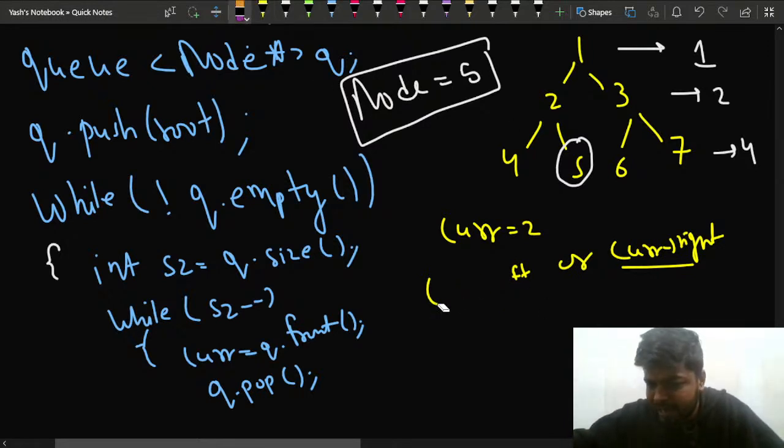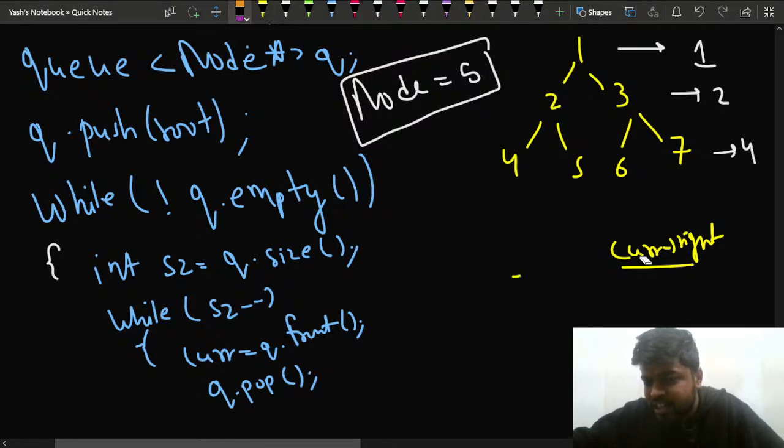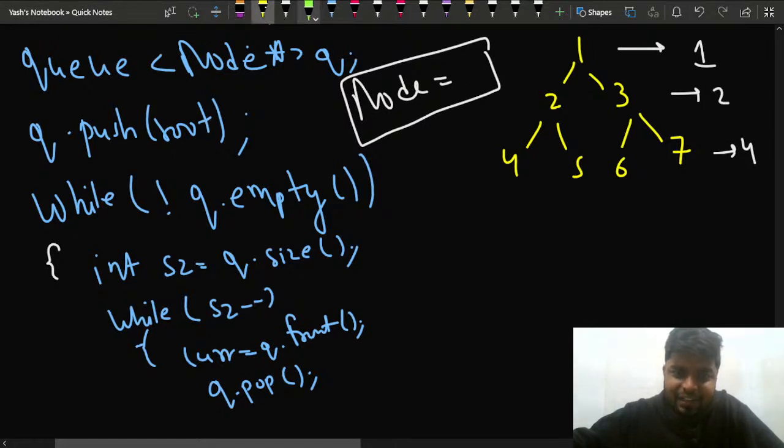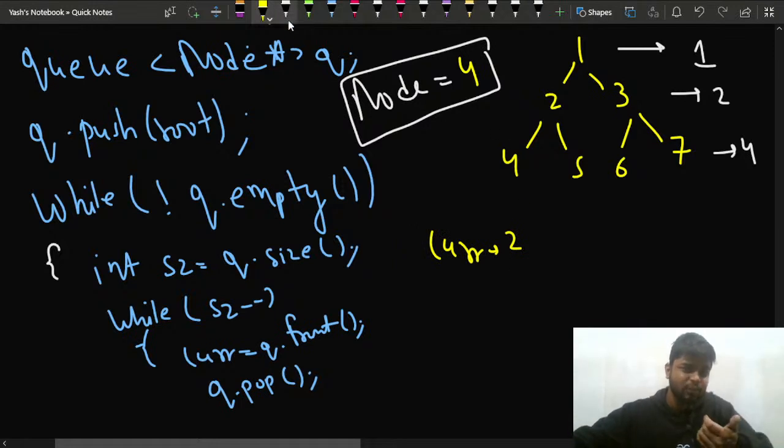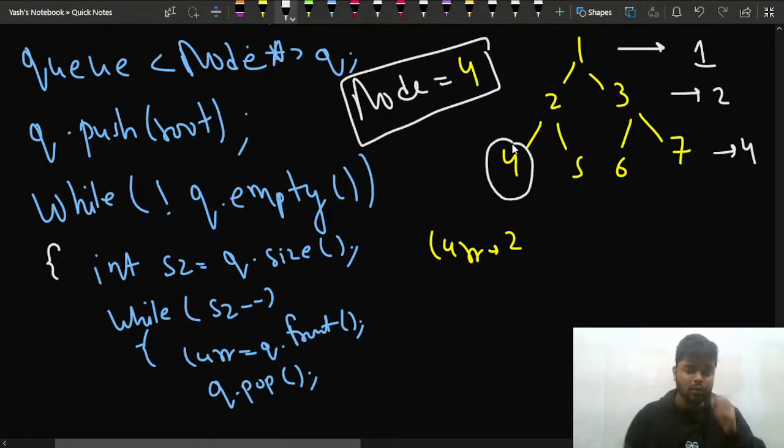Let's suppose the node for which you wanted to find the cousins was 4. If my current was 2, that means current left was the node whose cousins I wanted to find, the node 4. So will 5 be included in my answer? No, 5 will not be included in my answer. The simple reason is because it is the sibling, because it belongs to the same parent.